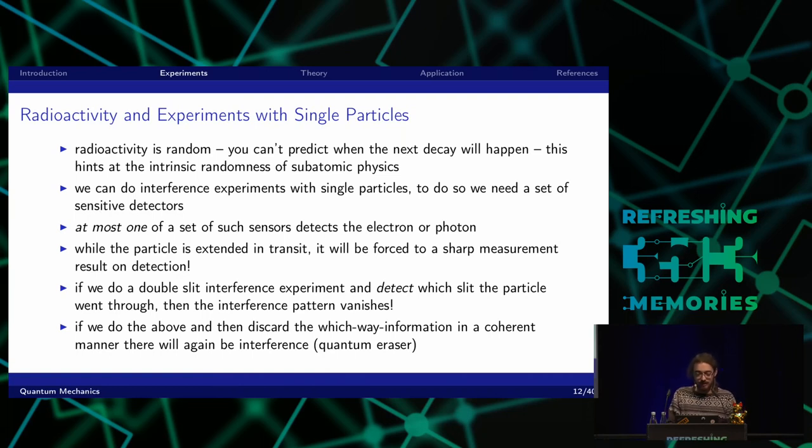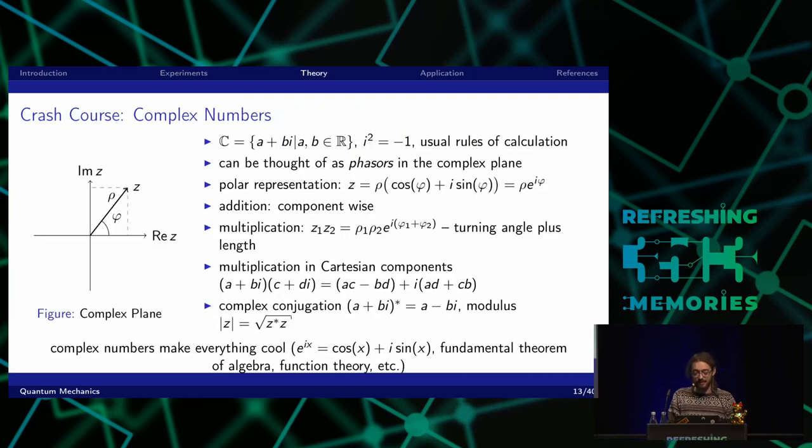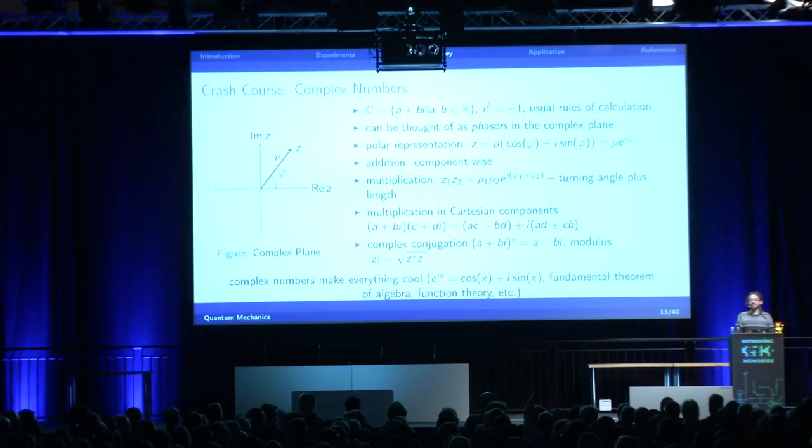And now that we've talked about those experiments, we'll begin with the theory, and the theory will begin with a lot of mathematics. The first one is simple: complex numbers. Okay, who doesn't know complex numbers? Okay, sorry, I'll have to ignore you for the sake of getting to the next points.